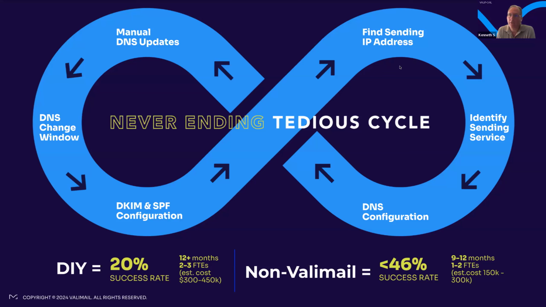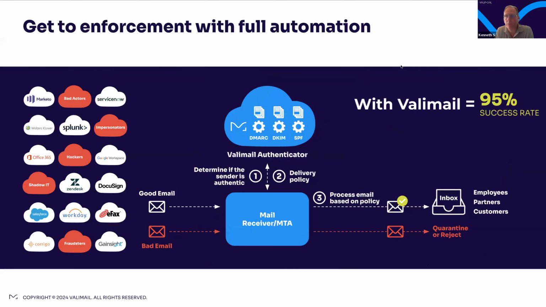You have a higher success rate if you do go with a consultative approach. But again, it's not ideal. It still takes a lot of time. We have a lot of people who've come to us from other vendors who were having problems. And so with us, with our automation, we have a very high success rate of getting people to enforcement. It's about a 95% success rate.